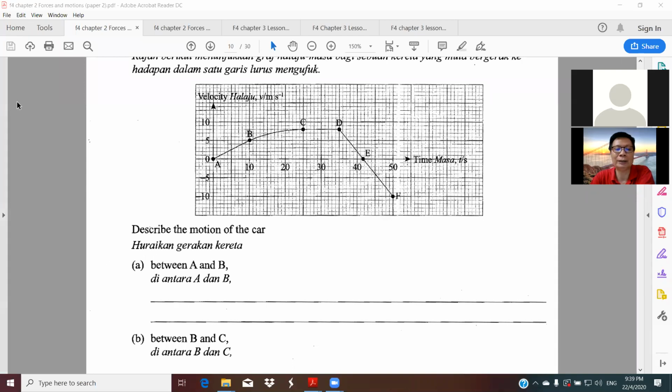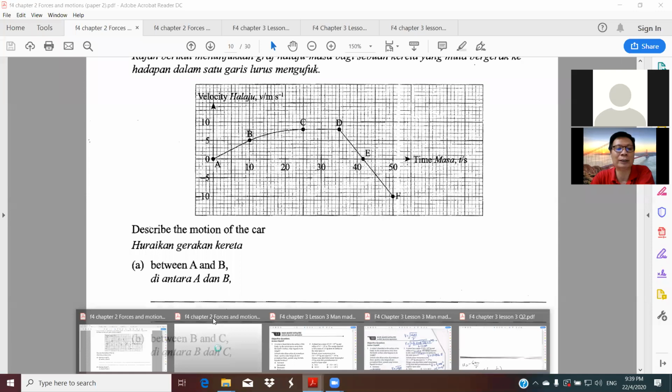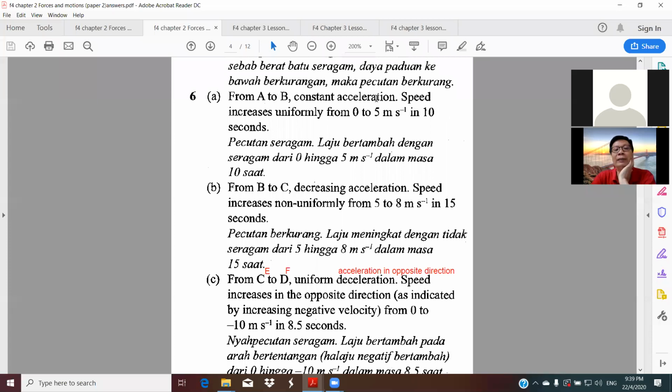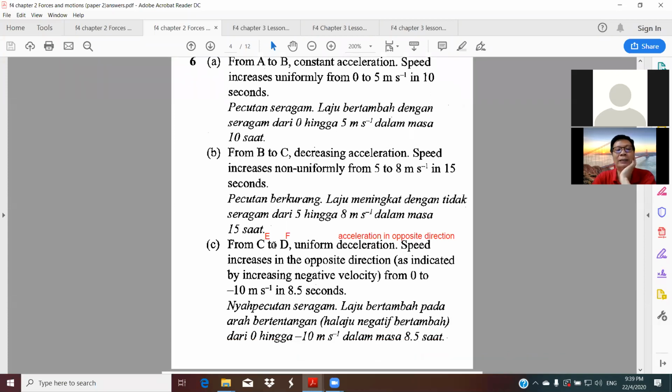Let's check the answer. See the book answer. Sometimes the book answer cannot be trusted. Okay. AB constant acceleration. The rest is noted. Just write constant acceleration. BC decreasing acceleration, because gradient getting lesser. And last, the answer here is wrong. Actually, from E to F is uniform acceleration in the opposite direction. Okay, the answer is all wrong already. From E to F is uniform acceleration in the opposite direction. Okay, good enough.